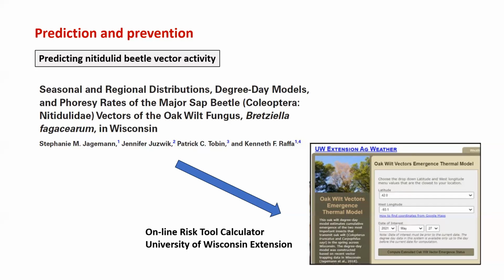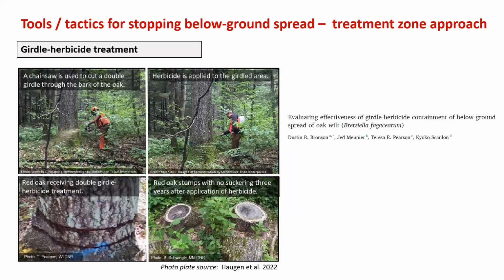So the models are published in a scientific paper, but the neat thing is that the University of Wisconsin Ag Extension people have developed thermal models and have an online risk tool calculator available for folks in Wisconsin to actually consult and say, should we start pruning our oaks? You know, it's the end of March. And so it's neat to see that carry through to a very practical tool.